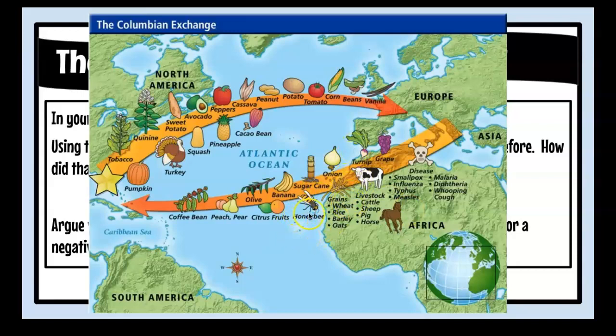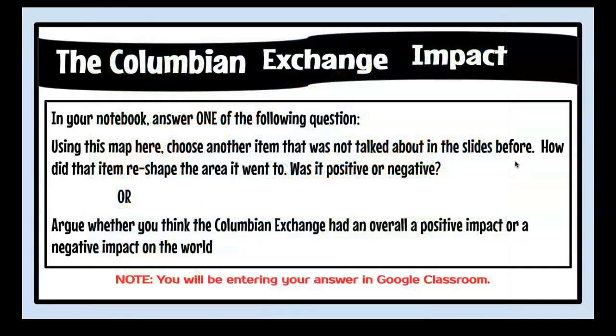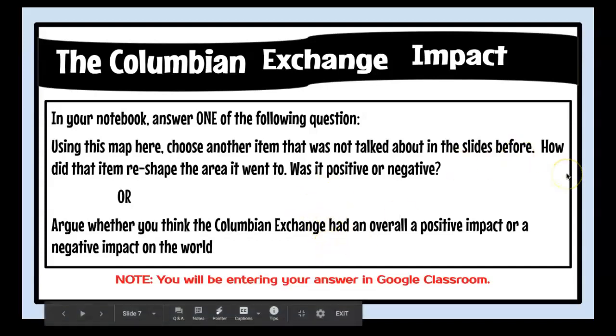You could talk about the honeybee, the pepper, tobacco. You are going to pick an item that we did not talk about, and then you're going to write down how that item reshaped the area it went to. Was it positive or negative? So that's one choice. Or you're going to argue whether you think the Columbian exchange had an overall positive impact or negative impact on the world.